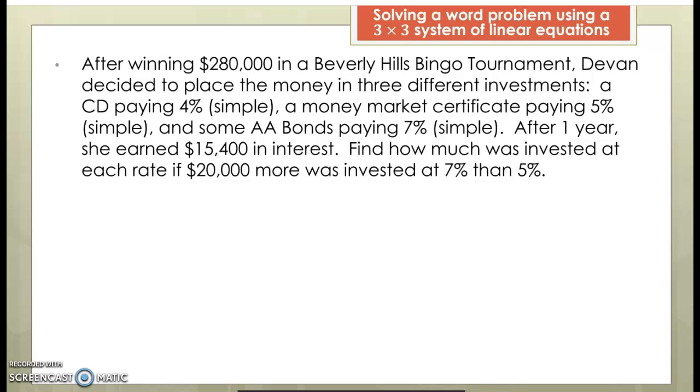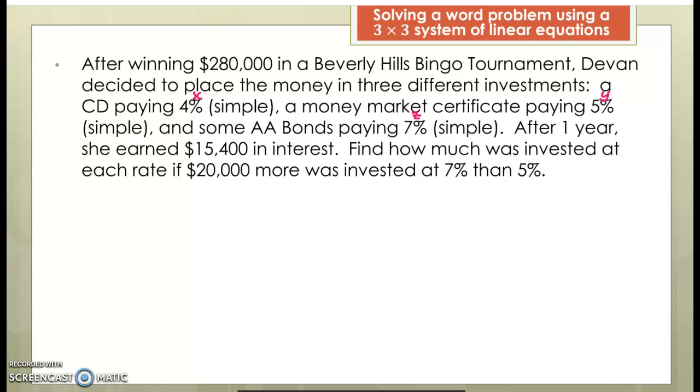So let's take a look at this problem, which is another 3x3 system problem, but we do have more of an application problem here. After winning $280,000 in a Beverly Hills bingo tournament, Devin decided to place his money in 3 different investments. A CD paying 4% simple interest, so let's go ahead and call this CD X. A money market certificate paying 5% simple interest, or Y, and some AA bonds paying 7% simple interest. We're going to call that account Z.